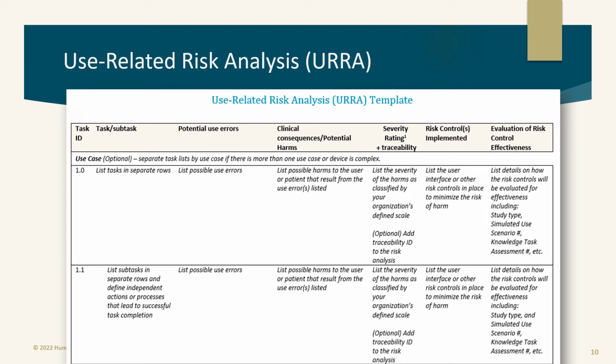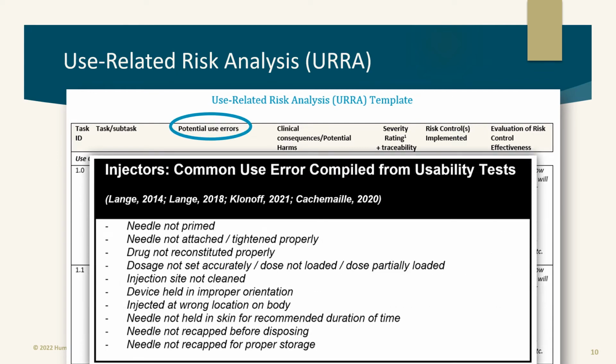So this slide shows a template that my company developed for sponsors to generate a successful URRA for FDA review. It's a tool that's available for free on my website if you want to reach out and obtain a copy. You can see from the column headings, you start with the hierarchical task analysis on the far left, then moving to the right, you populate task by task or line by line, the potential use errors or things that could go wrong while using the device.